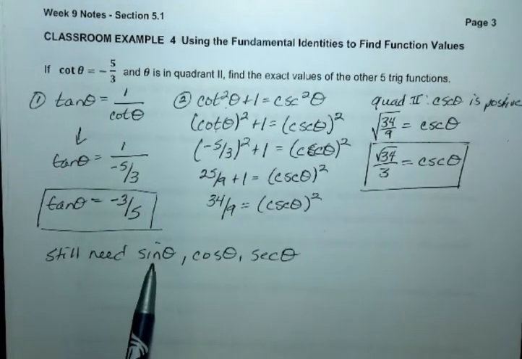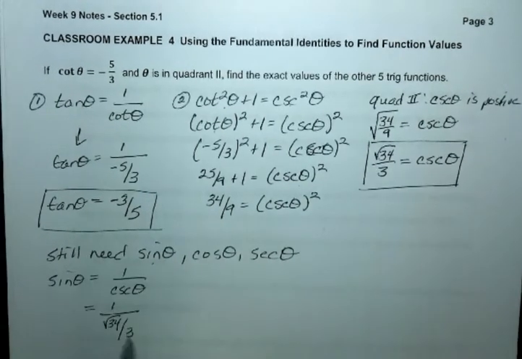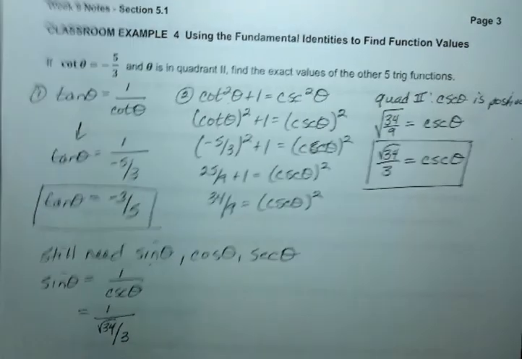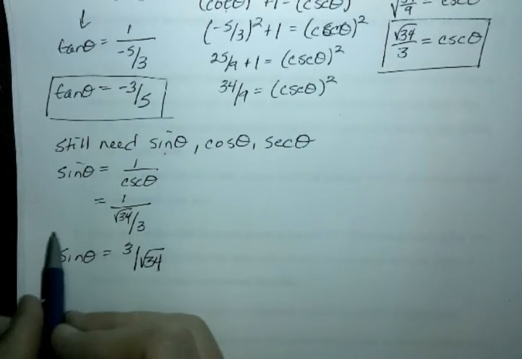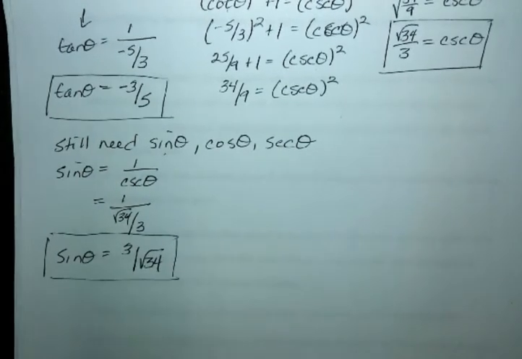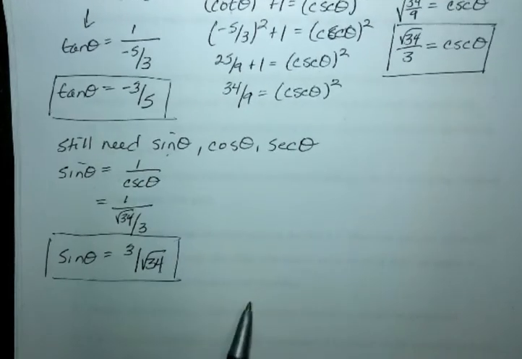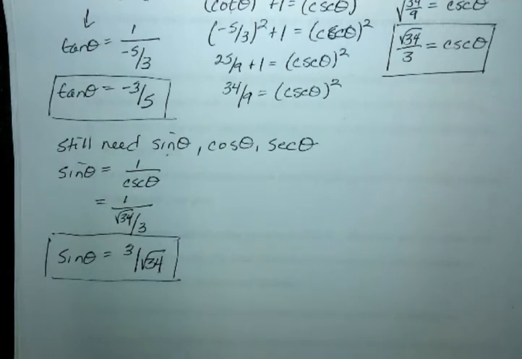Sine of theta should be easy since it's the reciprocal of cosecant. For this one, we're just going to take our value for cosecant and flip it over to get our value for sine. If we wanted to, we could rationalize the denominator. There's our value for sine. We still need to get cosine and secant. To do this, we could use a couple of different identities. We could use the Pythagorean identity with sine and cosine, or we could use a quotient identity.